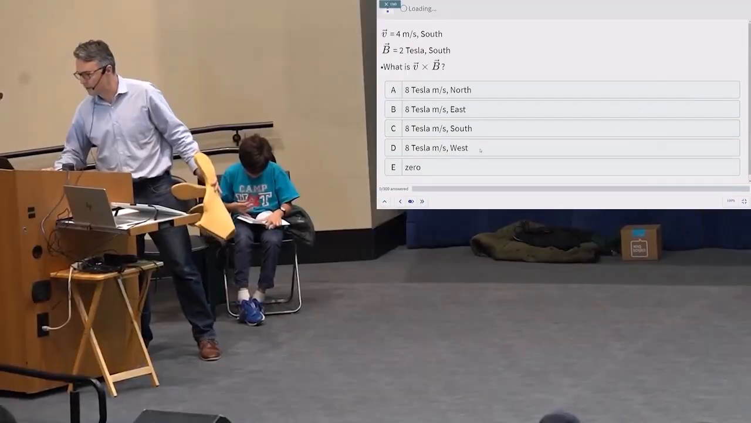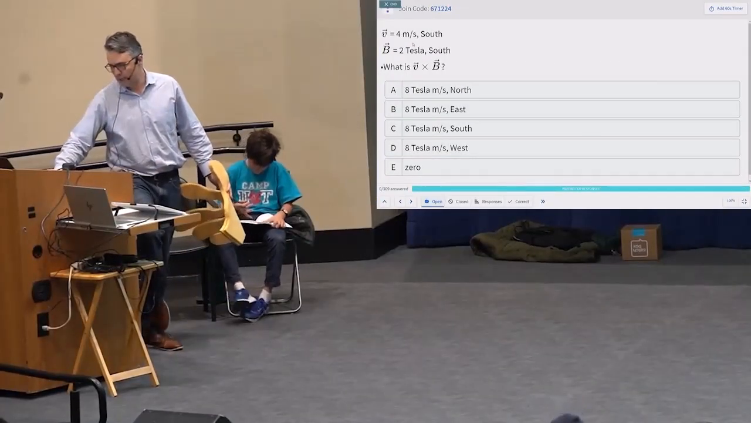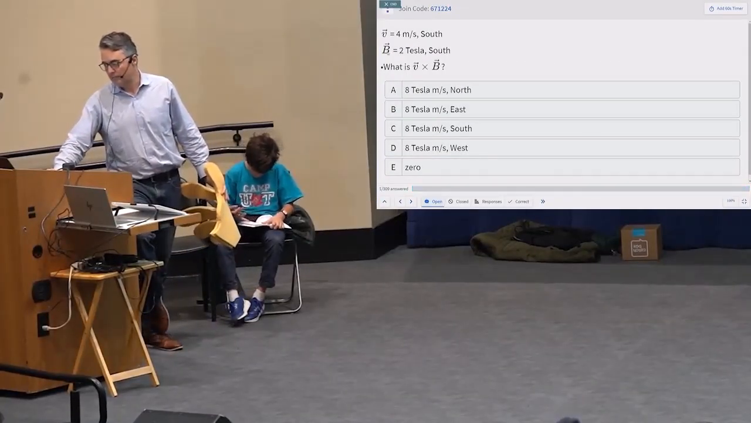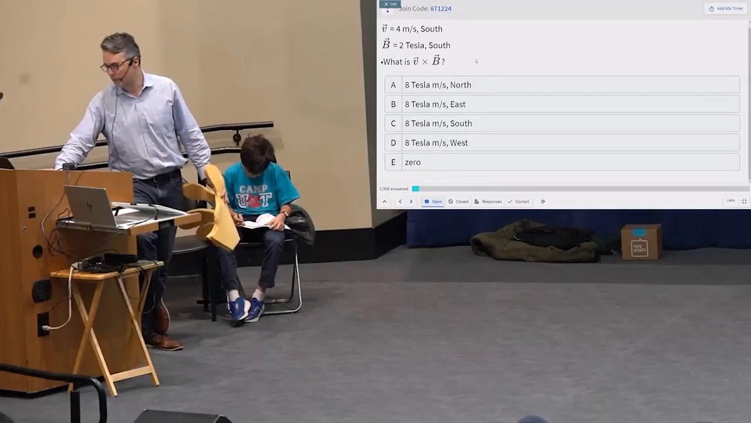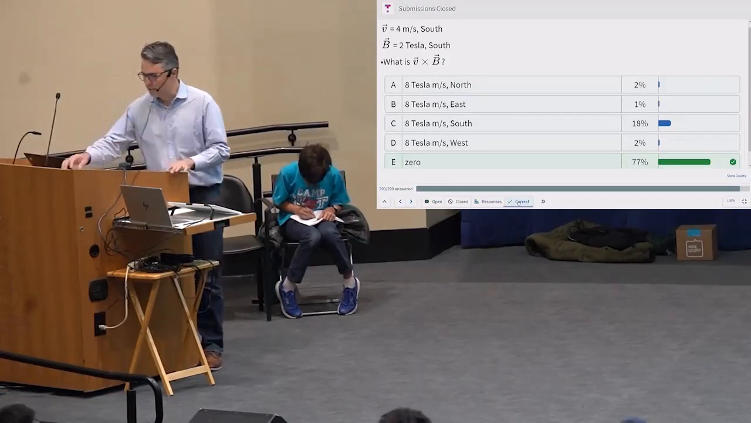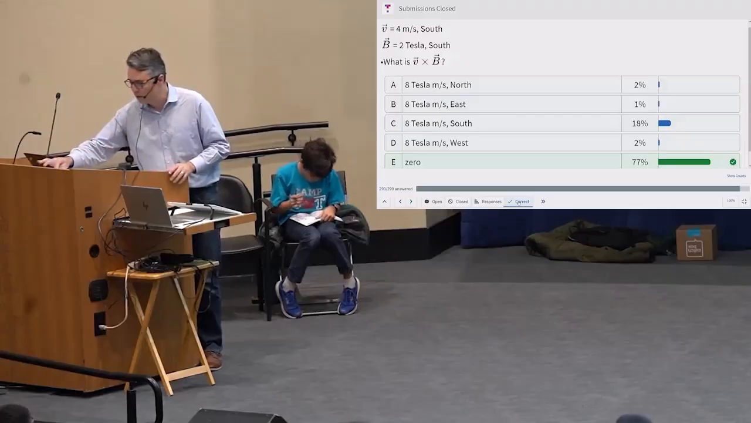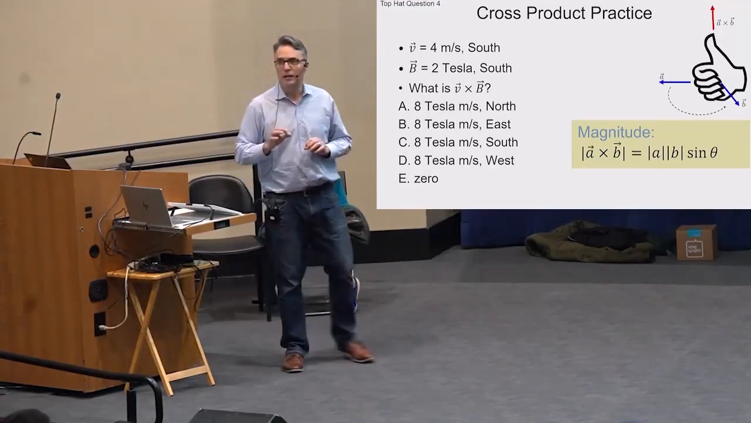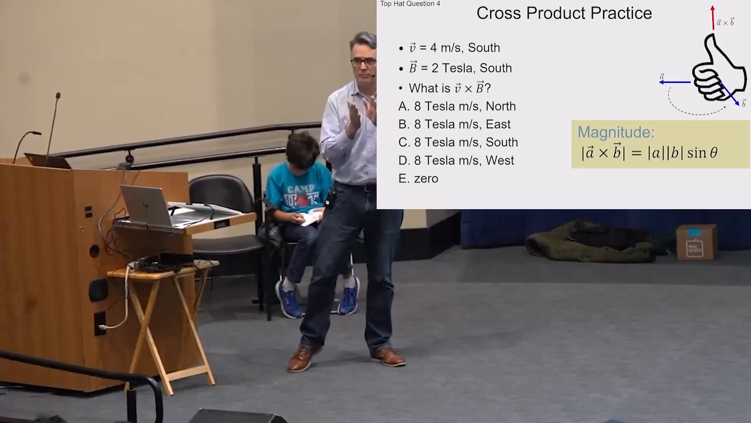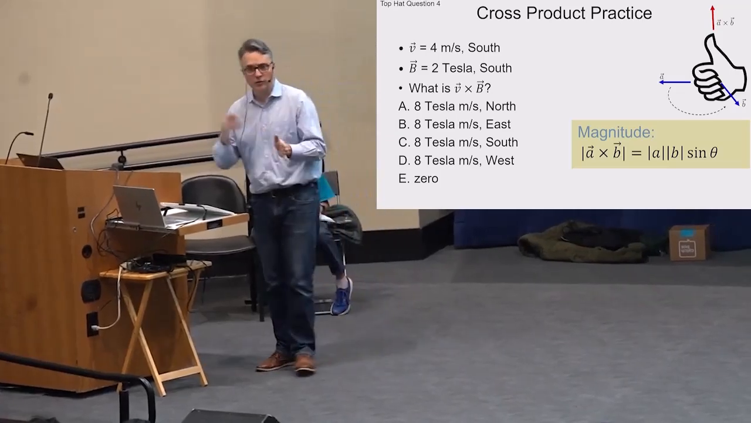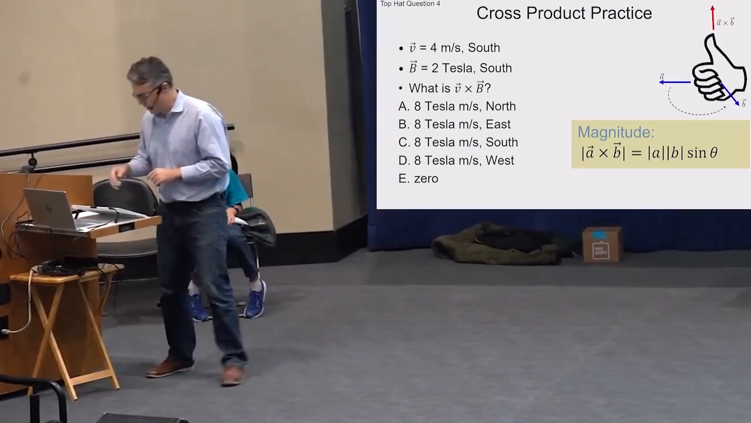So yeah, last one. V is 4 meters per second south. B is 2 Tesla, also south. What is V cross B? You got it. You can't cross product things that are in the same direction, they're parallel. And don't forget the magnitude has a sine theta in it, where theta is the angle between the two vectors. Parallel vectors, if you're going the same direction as the magnetic field, you're not going to get any force on you.